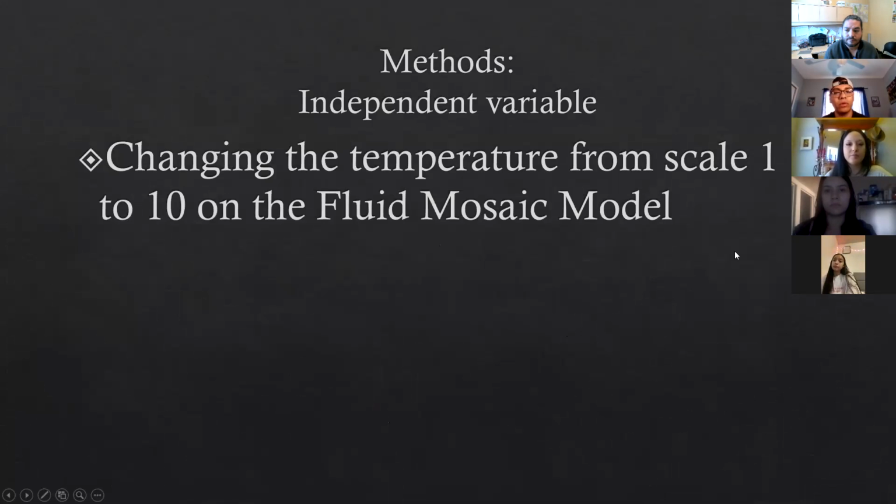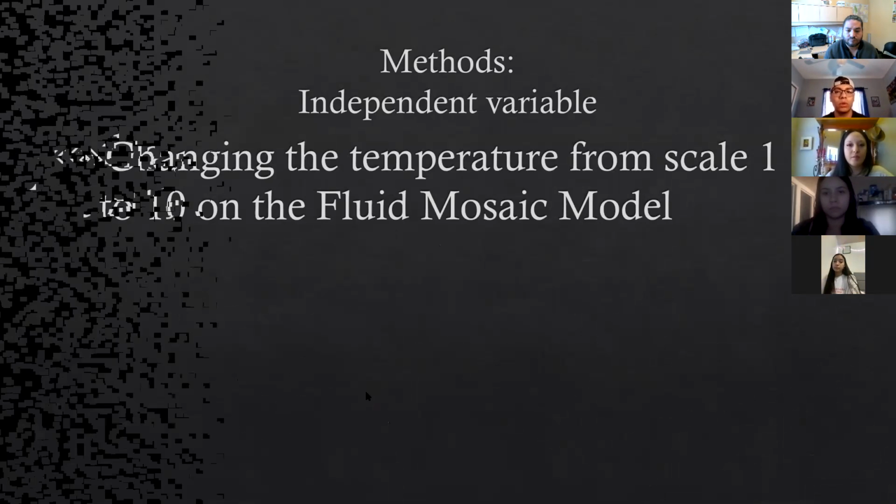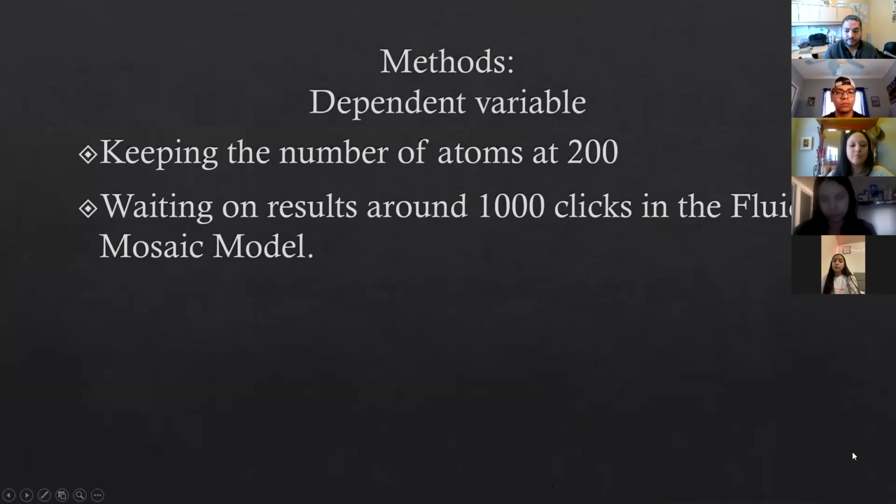The independent variable for the methods that we used was changing the temperature from scale 1 to 10 on the fluid mosaic model. For the dependent variable, we keep the number of atoms at 200 because if we change the temperature, the atoms stay at 200. And the waiting on results around 1000 clicks in the fluid mosaic model for the same reason, because if we change temperature, the 1000 clicks stay the same.